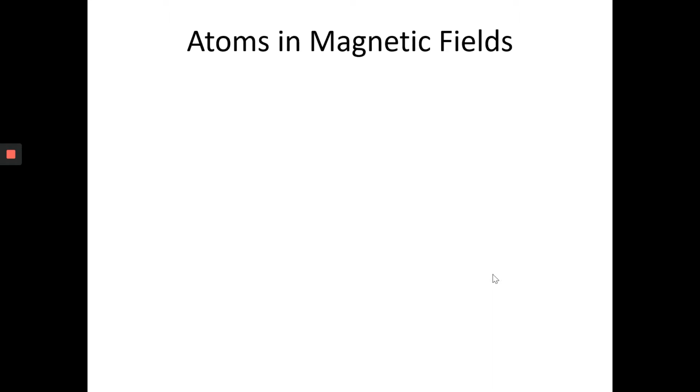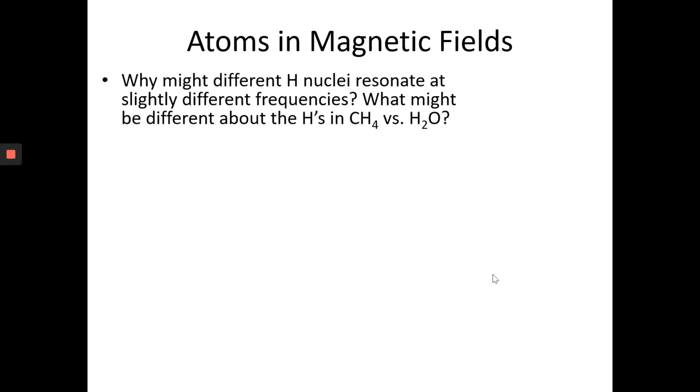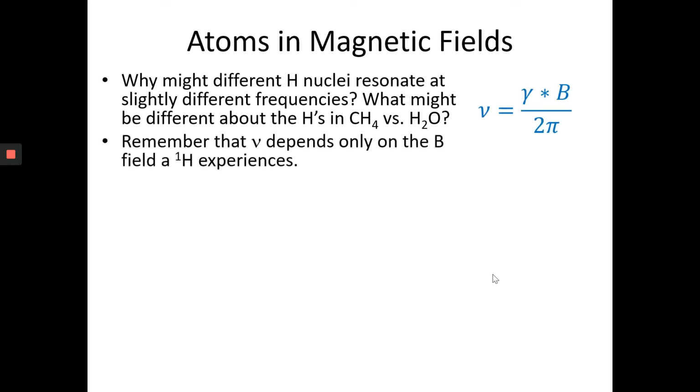All right, let's talk a little bit about atoms in a magnetic field. So the question is, why might different hydrogen nuclei resonate at slightly different frequencies? What might be different about the hydrogens in, say, for example, methane, CH4, versus water? Remember that the Larmor frequency depends only on the magnetic field that hydrogen is experiencing.